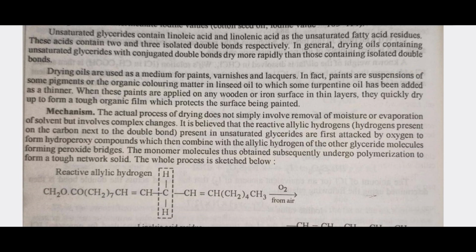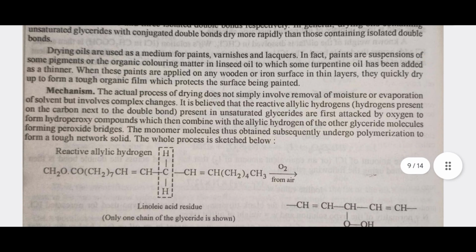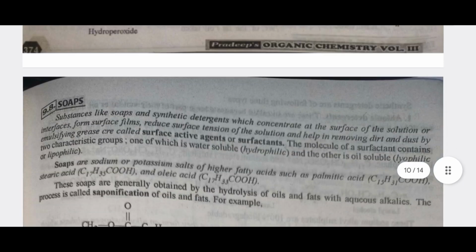Mechanism. The actual process of drying does not simply involve removal of moisture or evaporation of solvent but involves complex changes. It is believed that the reactive allylic hydrogens present in unsaturated glycerides are first attacked by oxygen to form hydroperoxy compounds, which then combine with the allylic hydrogen of other glyceride molecules to form peroxide bridges.